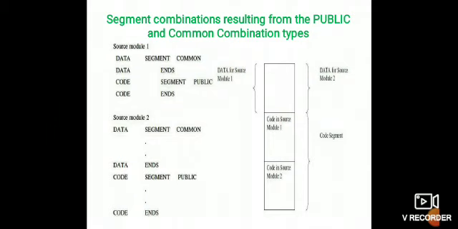Once it is public, which is the code segment, it is concatenated, and if it is common, then it is overlaid. In the sense, the data segment in source module 1 will be of some size, and the data segment in the second module will be of some size, and they are overlaid such that the length of the segment depends upon the length of the biggest segment.